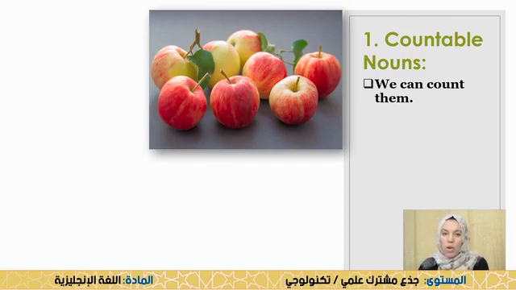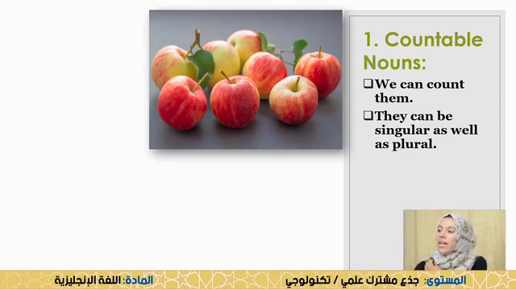Let's give an example. Look at the following picture. We've got here apples. Can we count the apples? Yes, we can. Let's see. 1, 2, 3, count with me. 4, 5, 6, 7, 8. How many apples have we got here in this picture? We've got 8 apples. So the noun apples is countable.